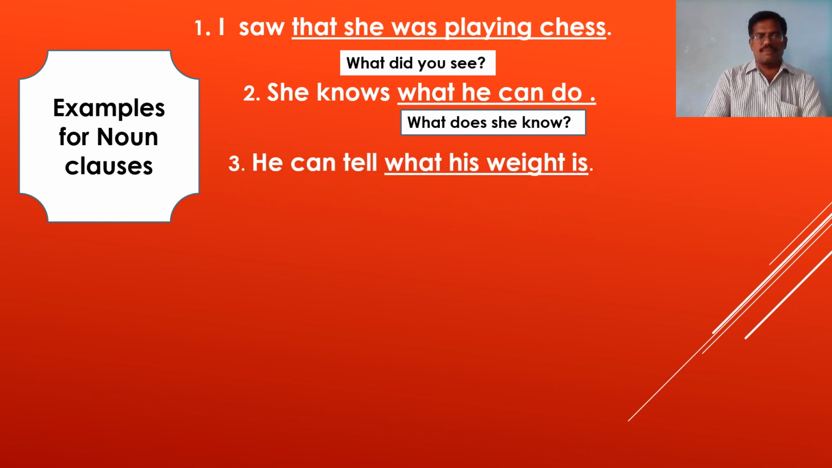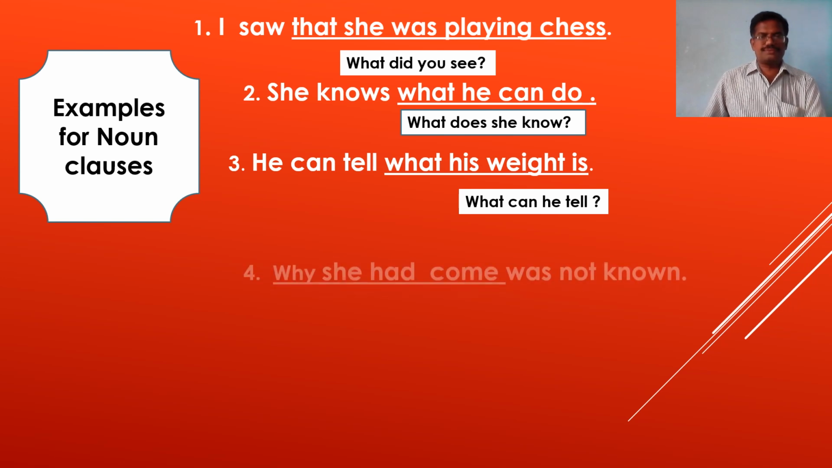In the third example, the underlined part, I mean the subordinate clause, what his weight is, will be a noun clause because it answers the question word what. So whenever you put the question, he can tell what, or what can he tell, then the answer will be what his weight is. So it is a noun clause.